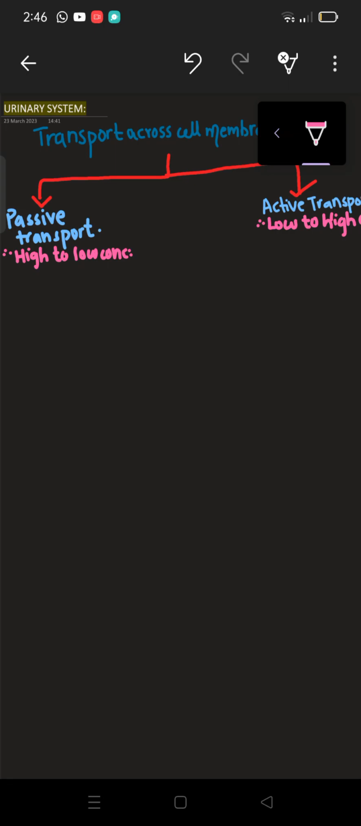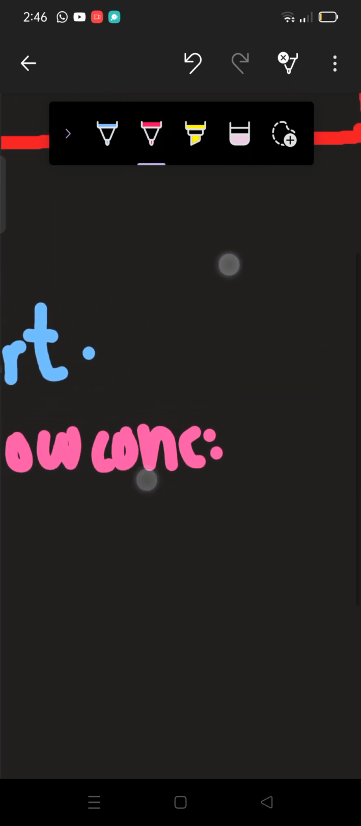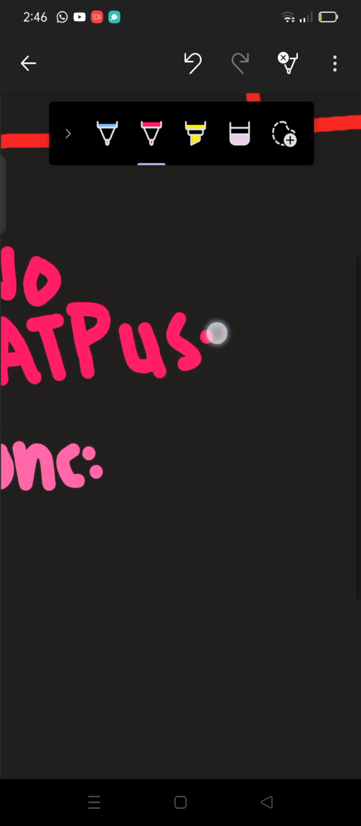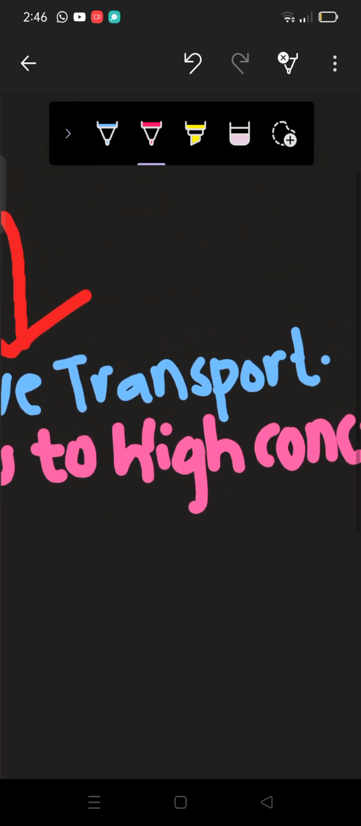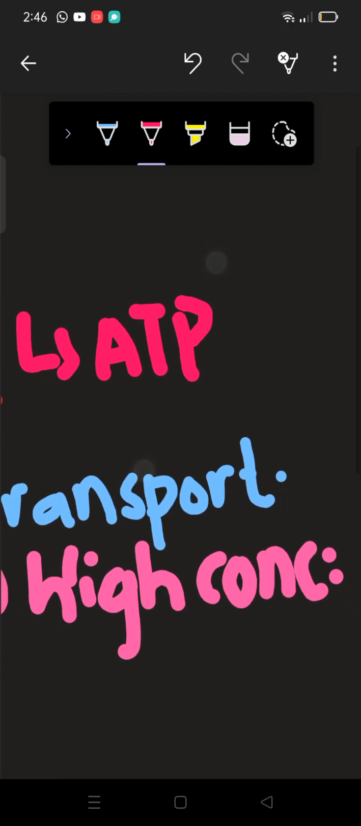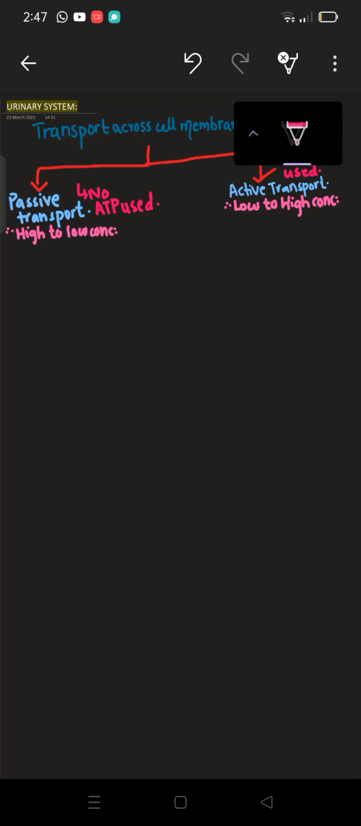So transportation across the cell membrane can be done through two processes, passive transport and active transport. In passive transport, no ATP is used. ATP is adenosine triphosphate, which is the energy currency of the cell, and it is not used in passive transport, while in active transport ATP is used to transport nutrients or ions across the cell membrane. So I can write here, no ATP used, and here ATP, the energy currency of the cell, adenosine triphosphate, is used.